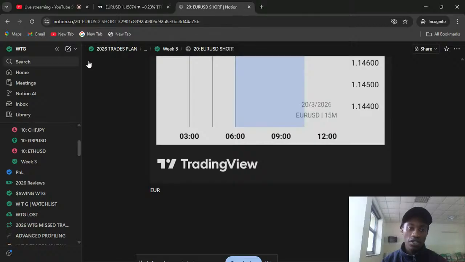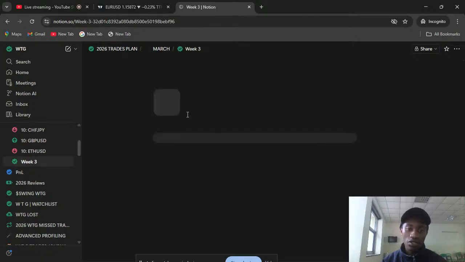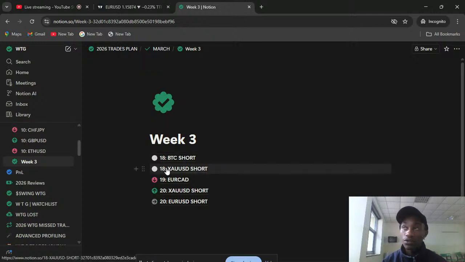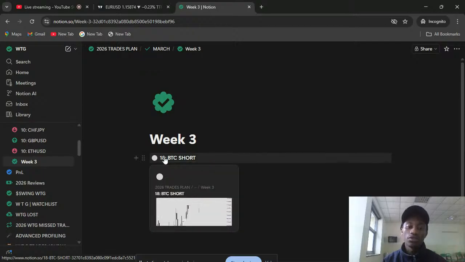So guys, those are the trades I took last week. I took one break even, one stop loss, one win, and I missed this gold setup which was the best, and this BTC short I didn't take because of a bad daily profile.